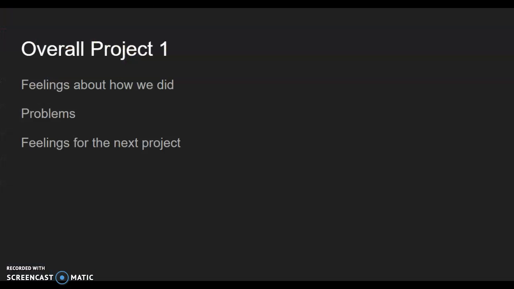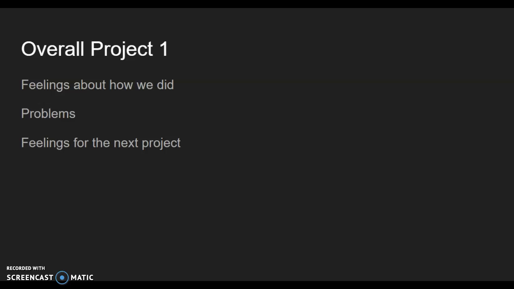Overall, project 1, feelings about how we did. I think we did pretty good. We were the closest to hitting him out of the groups in our class, and unfortunately nobody actually hit him, but we were the closest. We were within the same range. We were just off to the side, sadly.